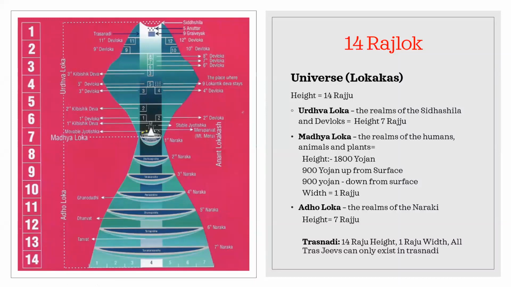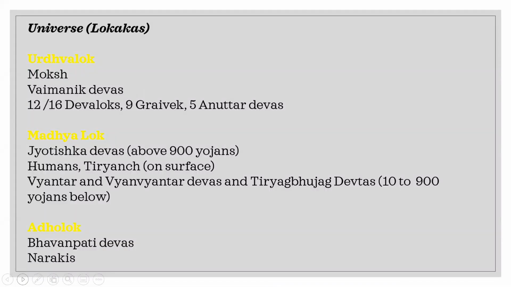The Madhyalok is also known as Tirchalok. It's 1800 yojans. And the Adholok is again 7 Rajju in height. So I think everyone should have memorized this by now. On the top of the Urdhvalok, there is Moksha, there is Siddhasila, and that is 45 lakh yojans in diameter. And below the Moksha, you have got 5 Anuttar Vimans.